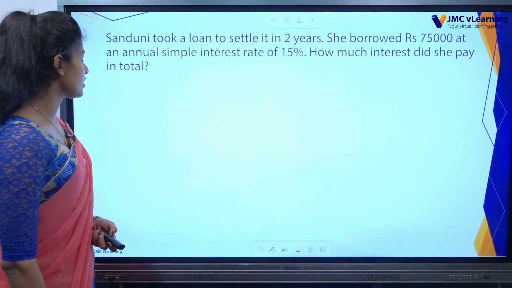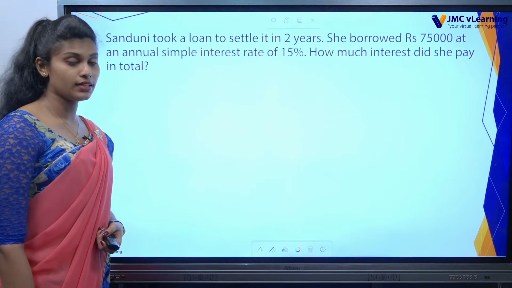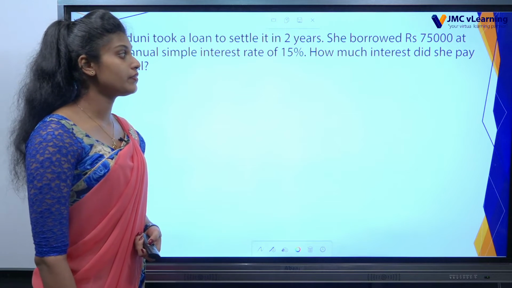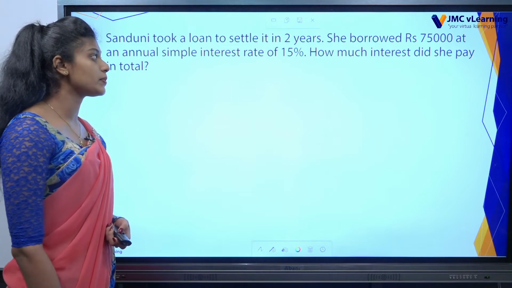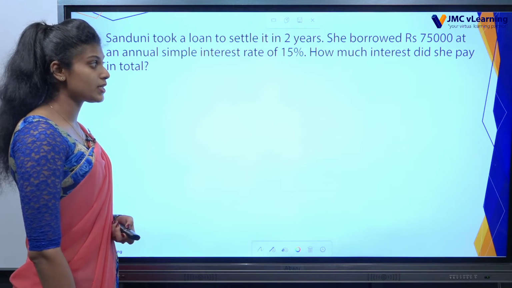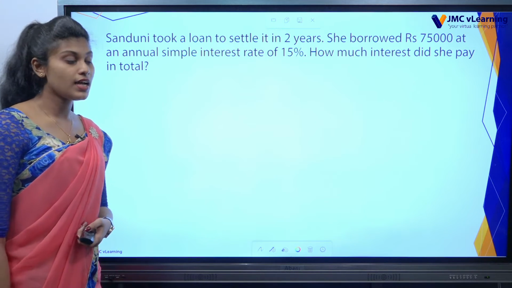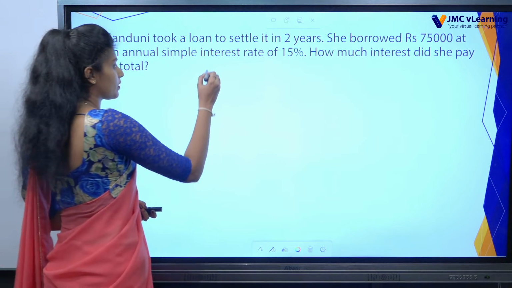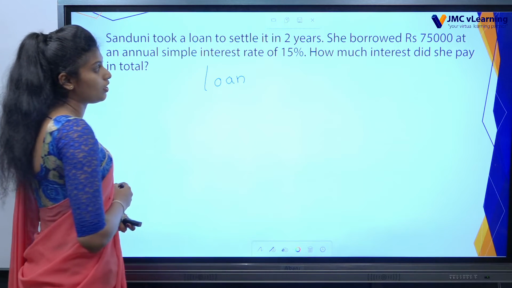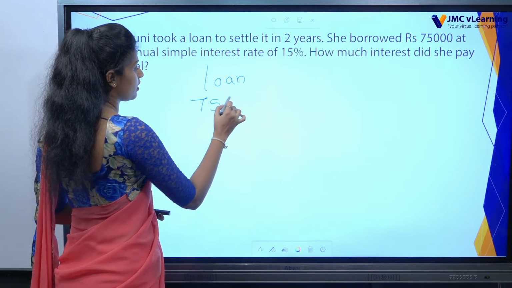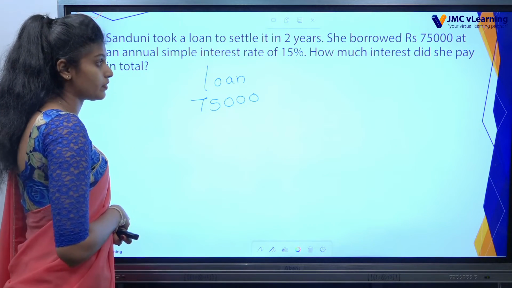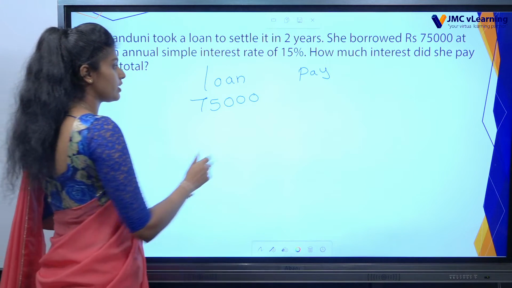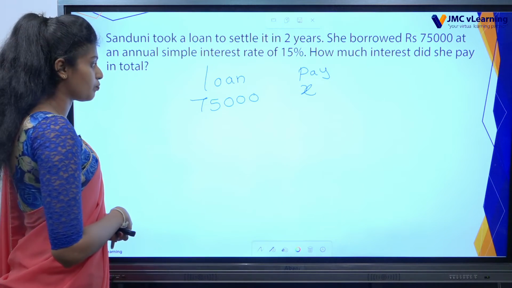Then again read the question. Sanduni took a loan to settle it in 2 years. She borrowed 75,000 rupees at an annual simple interest rate of 15%. How much interest did she pay in total? Then how can you find this one? The loan is 75,000. Then how much does she have to pay as the interest? We have to find that one.